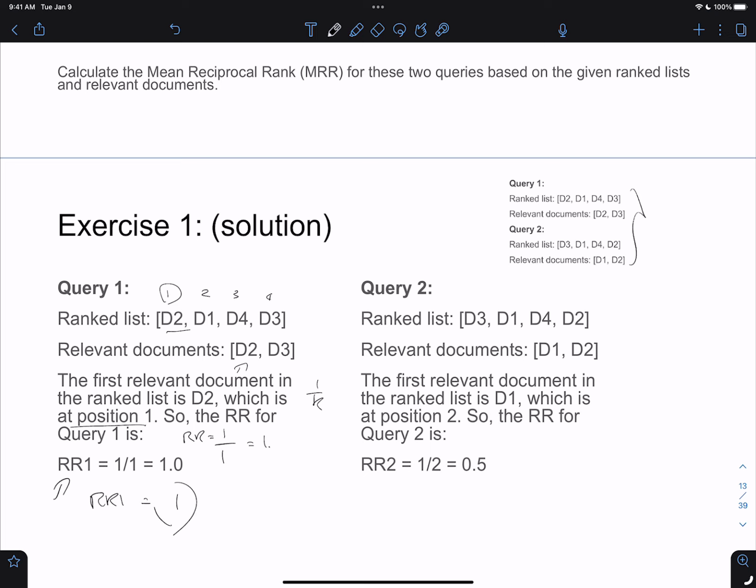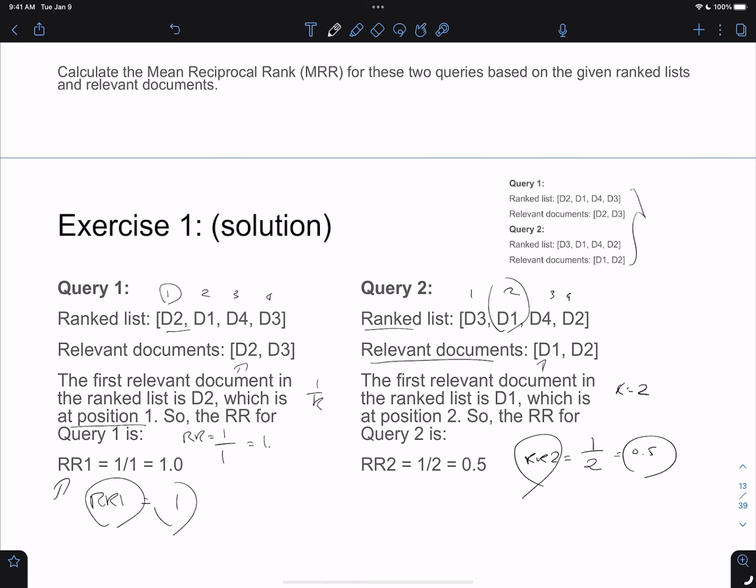Now for query 2, we're given the ranked list and the relevant documents. The first relevant document in the ranked list is D1. D1 is at position 2 in the ranked list, so since K is 2, it's simply 1 over 2. So the RR for query 2 is 0.5. So we have RR1 and RR2.